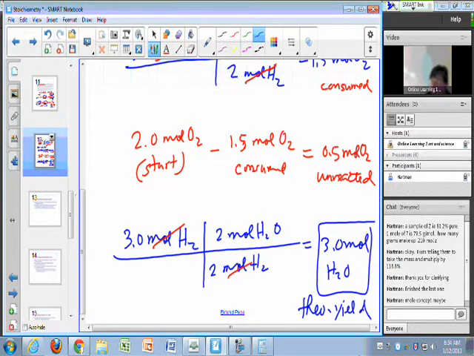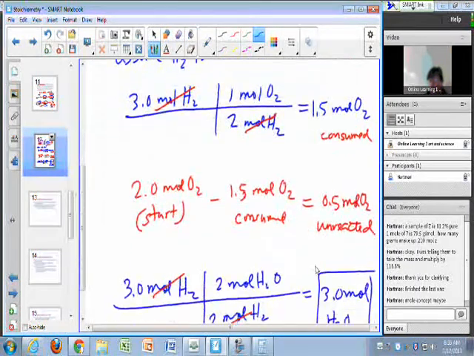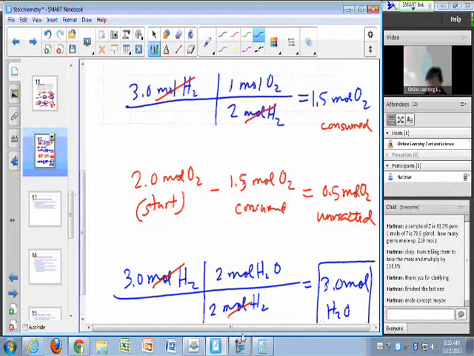And this is your theoretical yield. That's how much water you can make. That's the most you can make from this reaction. You can't make any more. By the time you make that much, all your H2 will be gone. So that's your theoretical yield. You may not make that much, okay? So your actual yield may be less than that. All right, so that's how you figure out your theoretical yield. If you want that in grams, you can always change moles to grams.